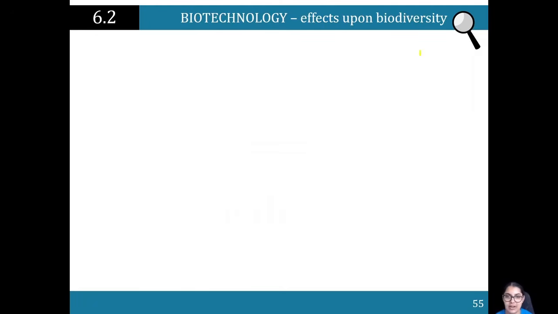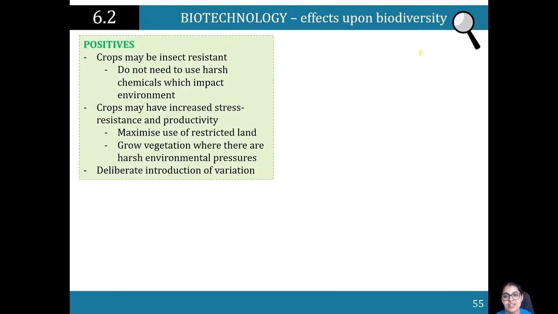But how does it affect biodiversity? So positives are that crops may be insect resistant, and that means that we don't need to use harsh chemicals with it which impact the environment. Crops may also have increased stress resistance and productivity, and that can lead to us maximizing the use of restricted land. Also growing vegetation where there are harsh environmental pressures.